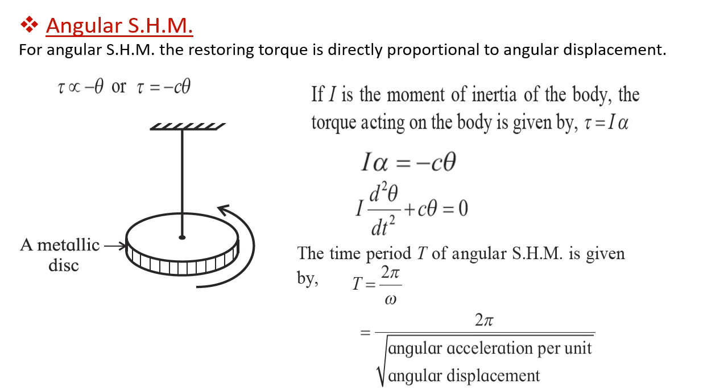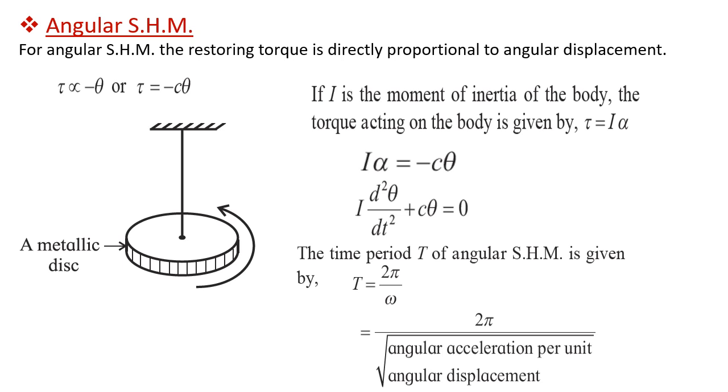Till now, we have the idea about simple harmonic motion, and we have discussed that simple harmonic motion is a special case of oscillatory motion in which the restoring force is directly proportional to the displacement, but it is oppositely directed. That is, we write this as F proportional to minus x.